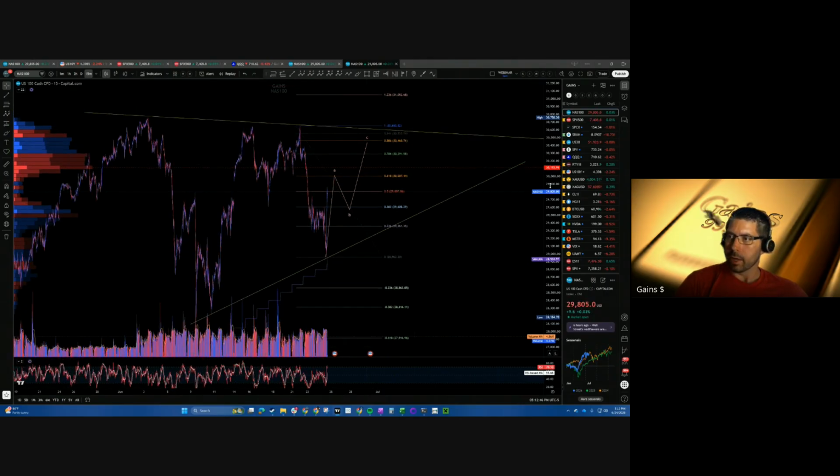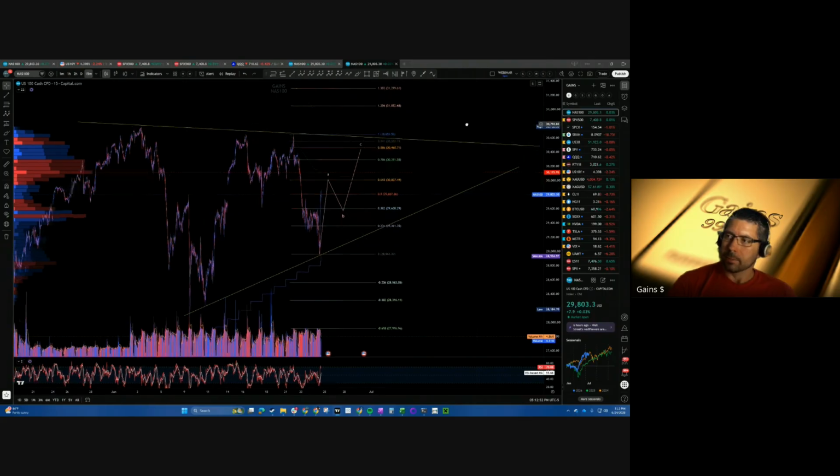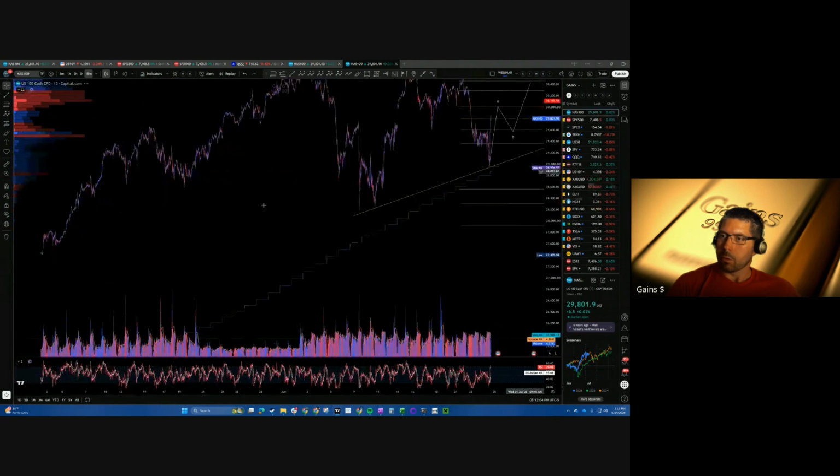Even though this triangle can resolve and probably will resolve to the upside, I still think that this is a distribution pattern. Sorry, not longer term, it's more of a month long distribution pattern here. But they've already distributed a whole lot.